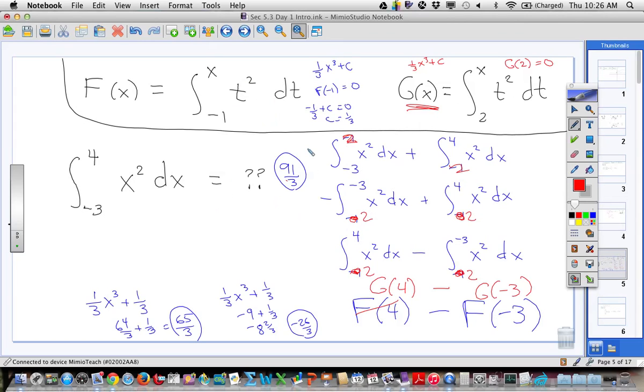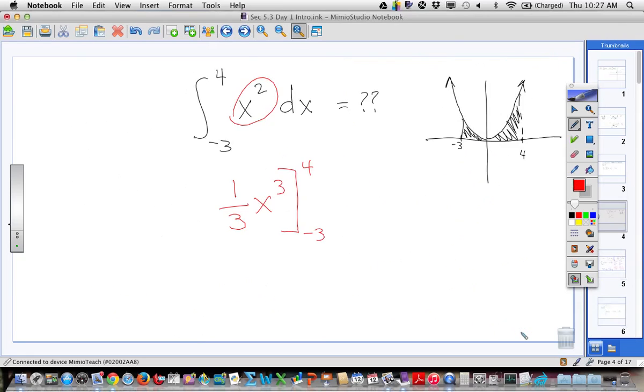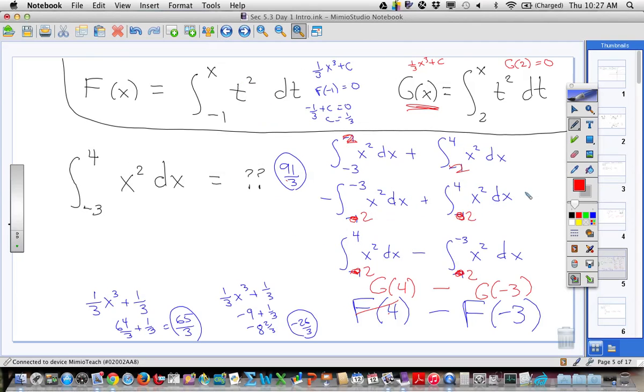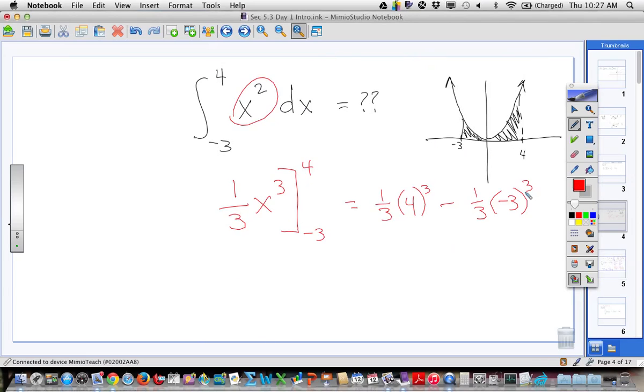Remember what we did over here? We plugged in a 4, then plugged in a -3, and we subtracted them, right? So all we've got to do is plug in a 4, so that would be 1/3 times 4 cubed minus 1/3 times -3 cubed. And if you think about it, that's exactly what we just did. We took the top number and the bottom number. The top number, the 4, came first, then the bottom number, -3.